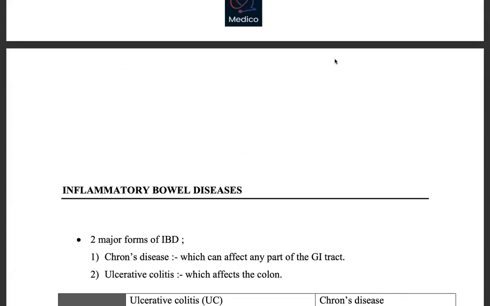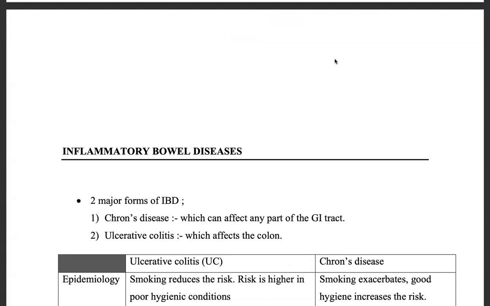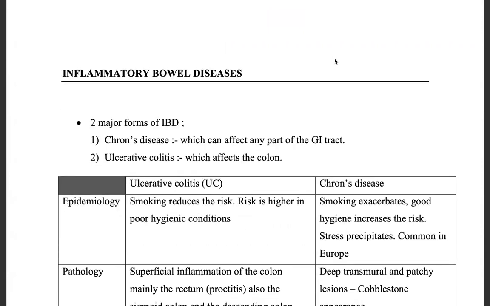Inflammatory bowel disease, as the name suggests, is an inflammation in the bowel. There are two major forms. One is Crohn's disease and the other one is ulcerative colitis. Crohn's disease can affect any part of the gastrointestinal tract. Ulcerative colitis can affect the colon. Usually it affects only the colon.